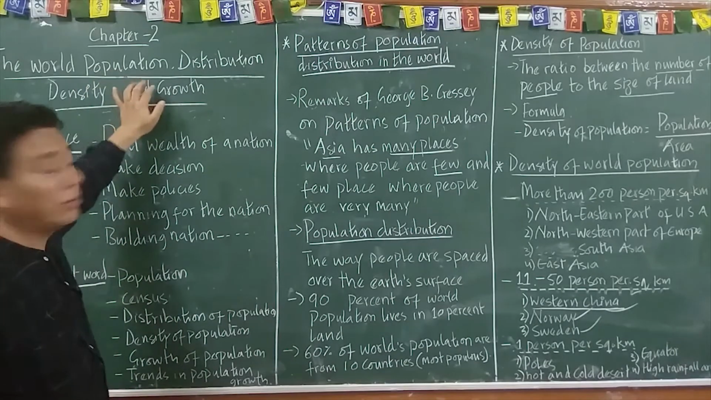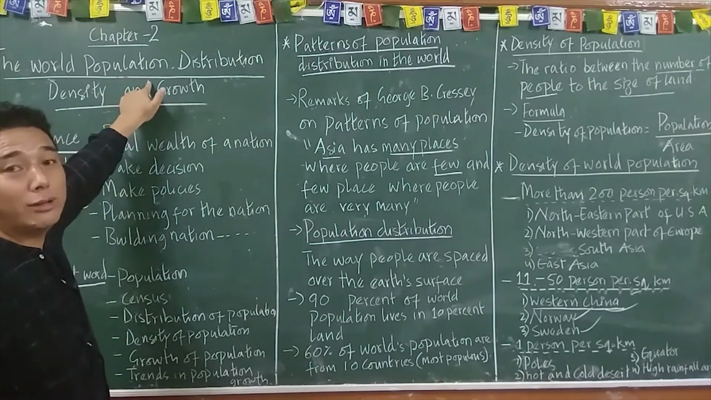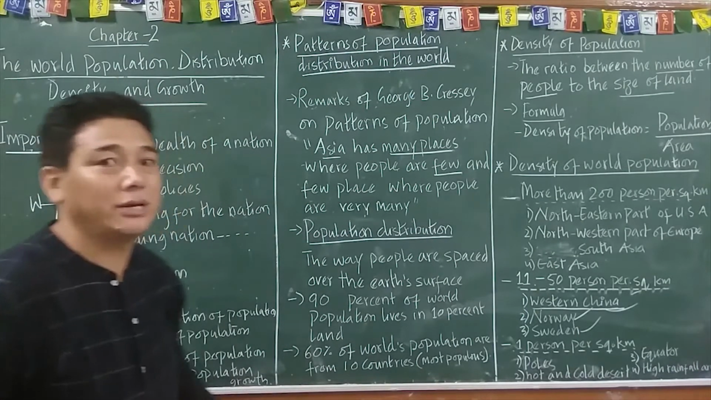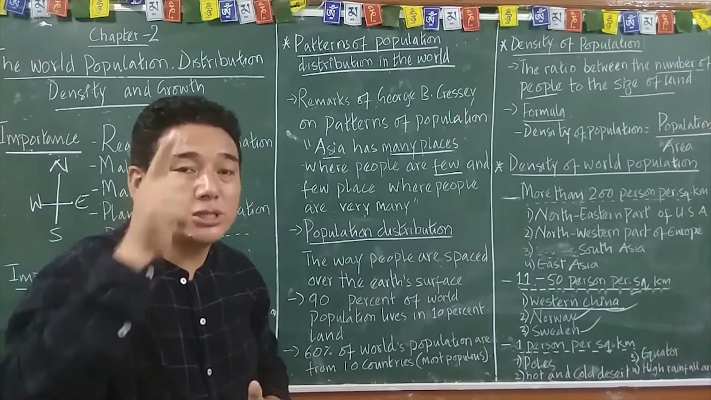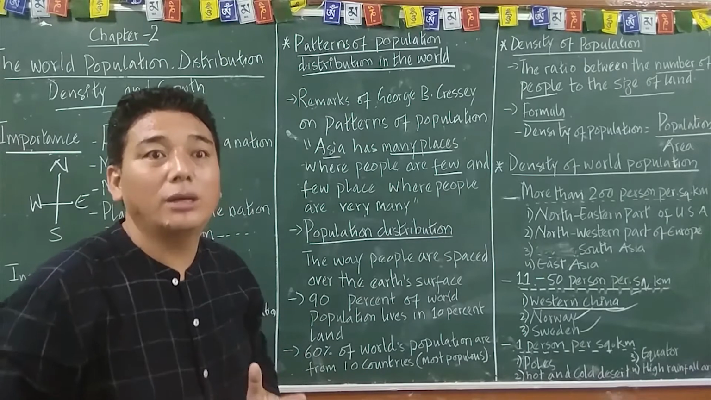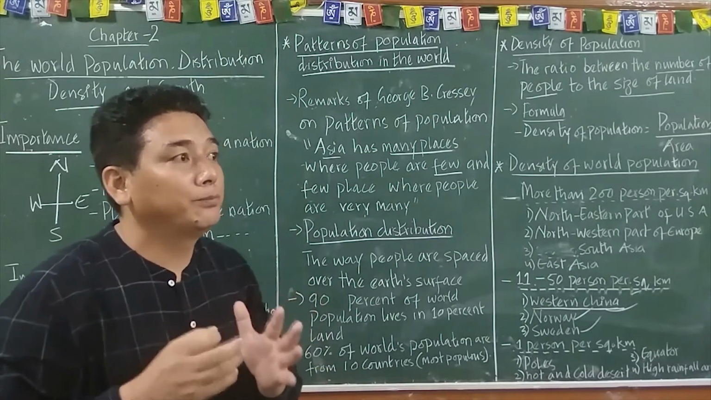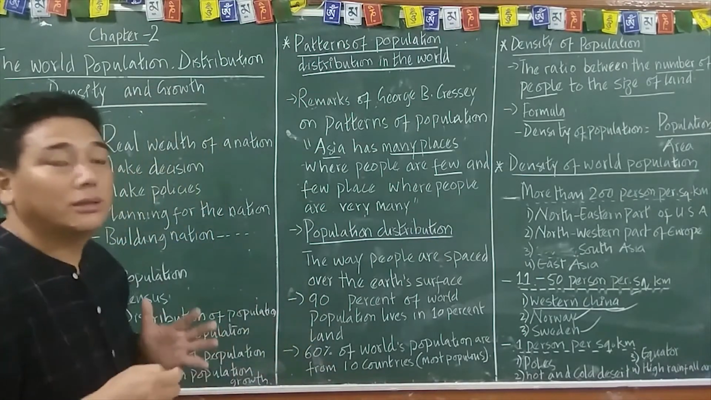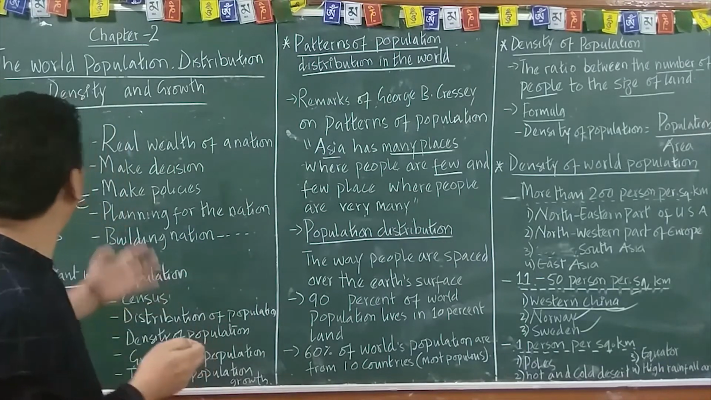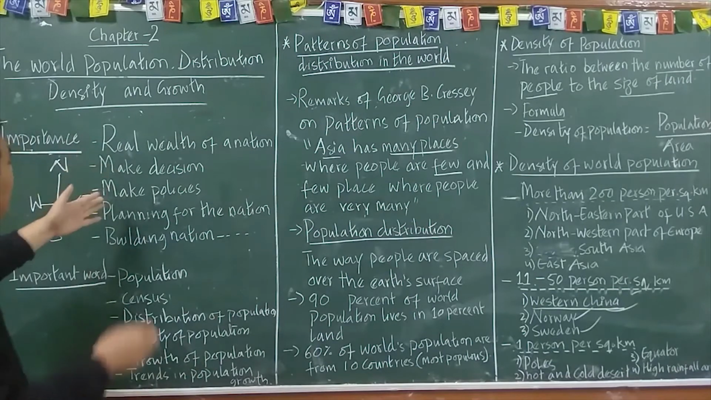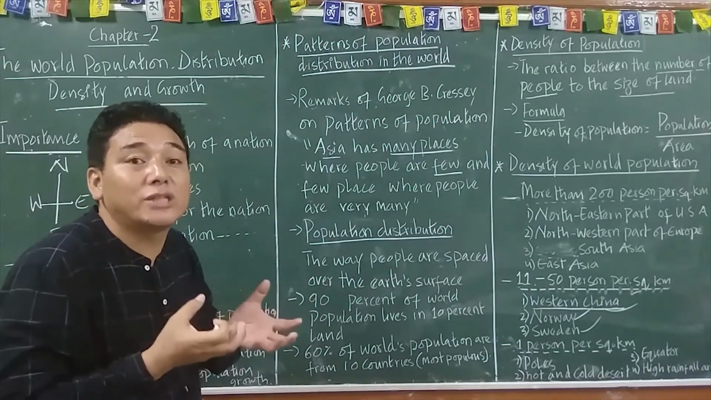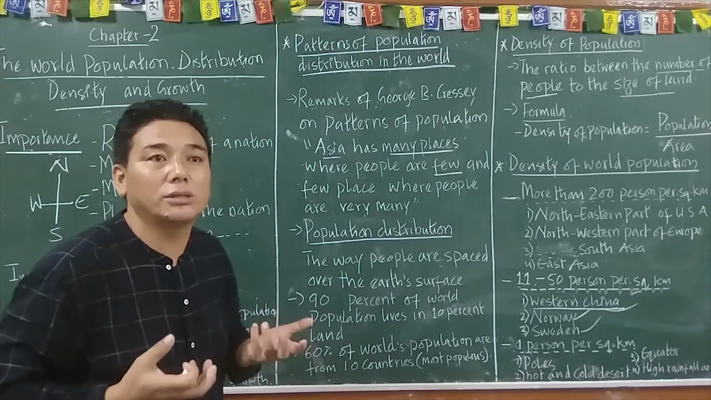Chapter number one: the Great Tolerance is population tolerance. That is why we are learning about the population.